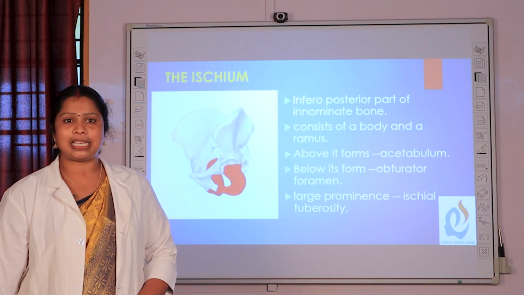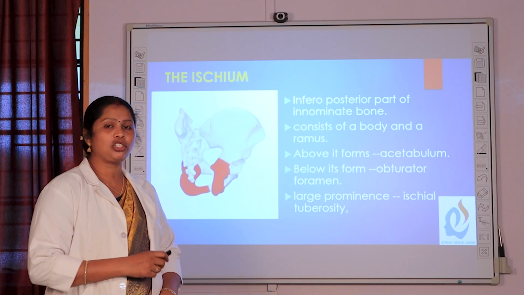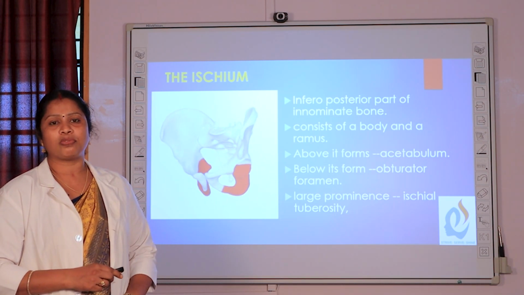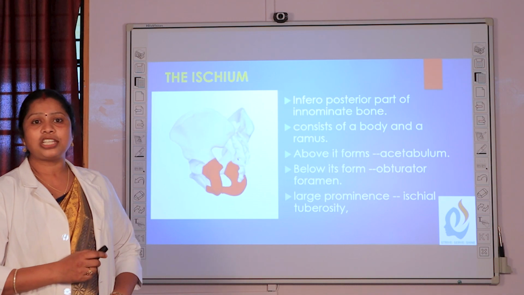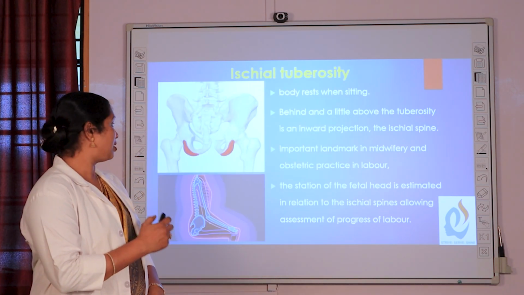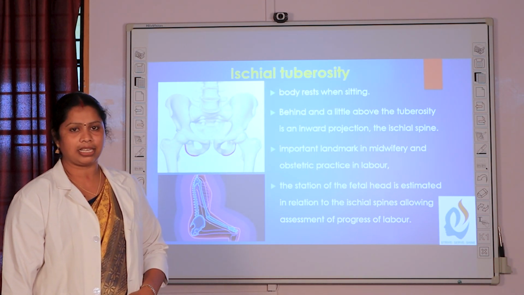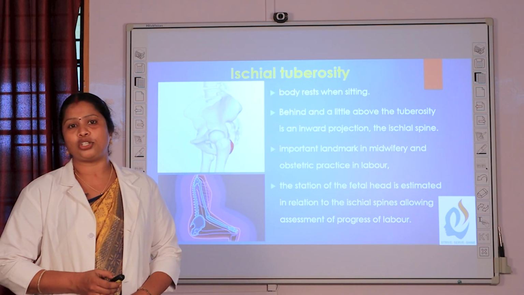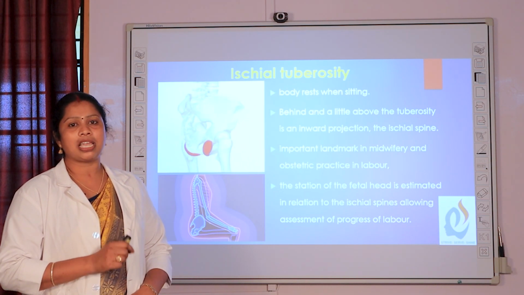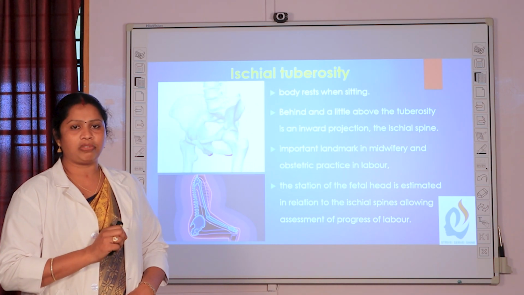The next one is the ischium. Ischium is the inferior part of the innominate bone. It consists of the body and the ramus. Above it forms the acetabulum and below it forms the obturator foramen. The large prominence present in the ischium is called the ischial tuberosity. While sitting, the body rests on the ischial tuberosity. Behind the ischial tuberosity, one inward projection is present. It is called the ischial spine. During labor, the ischial spine is a very important landmark to find out the station of the fetal head.